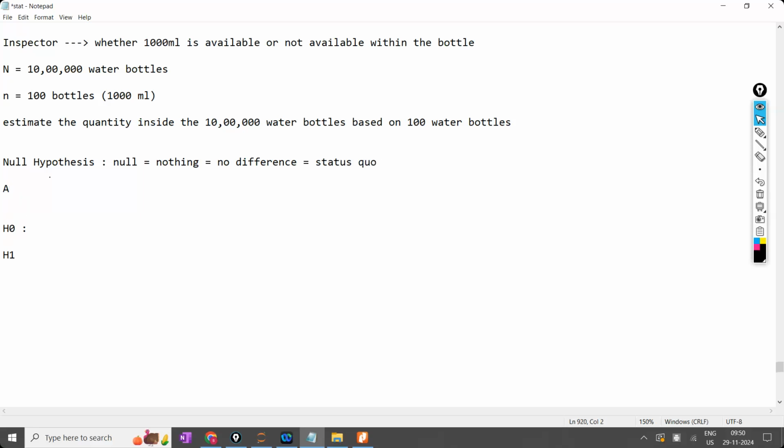The alternate hypothesis is also called your research hypothesis. It is nothing but your research hypothesis, which means what you want to prove. The null hypothesis says what the present situation is. Status quo means the present one. The null hypothesis focuses on the present, ongoing situation, whatever is ongoing.